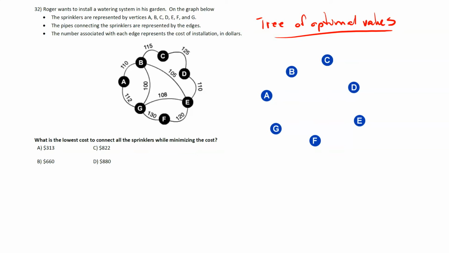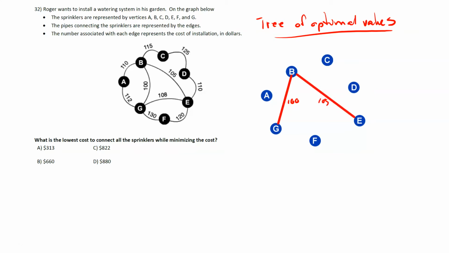You'll recall that in a tree of optimal values type of problem, we first figure out whether we're minimizing or maximizing. In this case, we're looking for the lowest cost, so that means we're minimizing. When we're minimizing, we start off by looking for the edges with the smallest values. In this case, from looking at this graph, we can see that the edge from B to G is the smallest value. As a result, that's going to be the first edge that I put onto the graph. Now I look for the next smallest edge, which in this case is from B to E at 105. I add that edge into the graph.